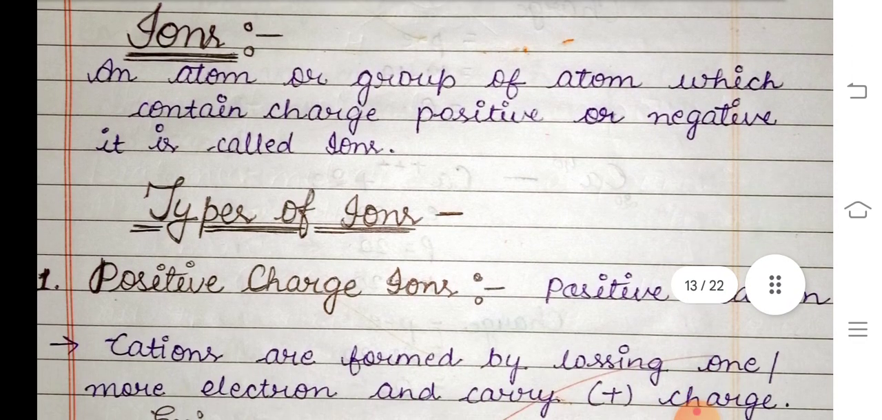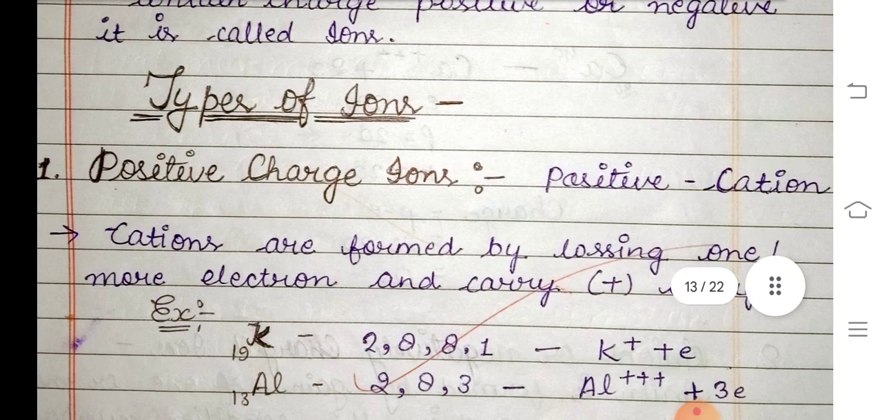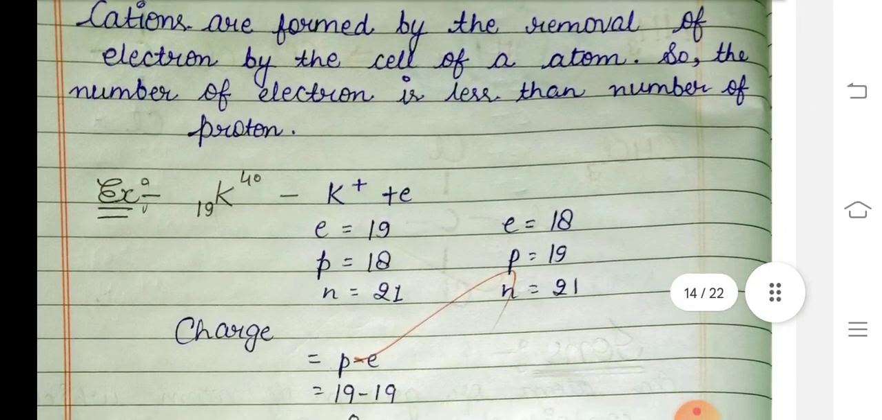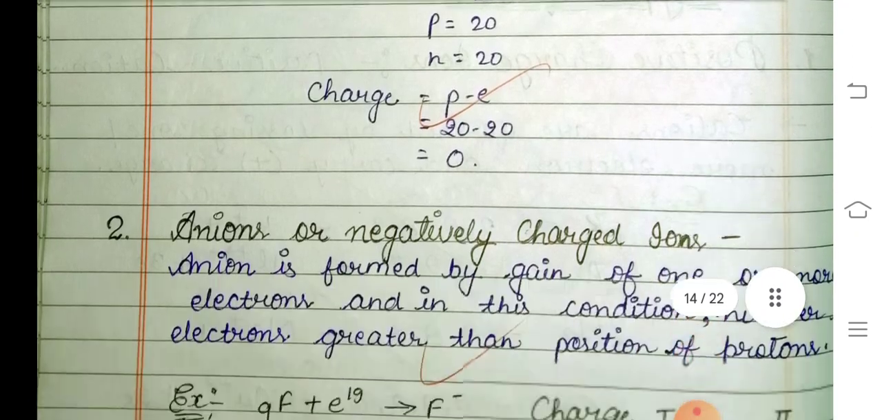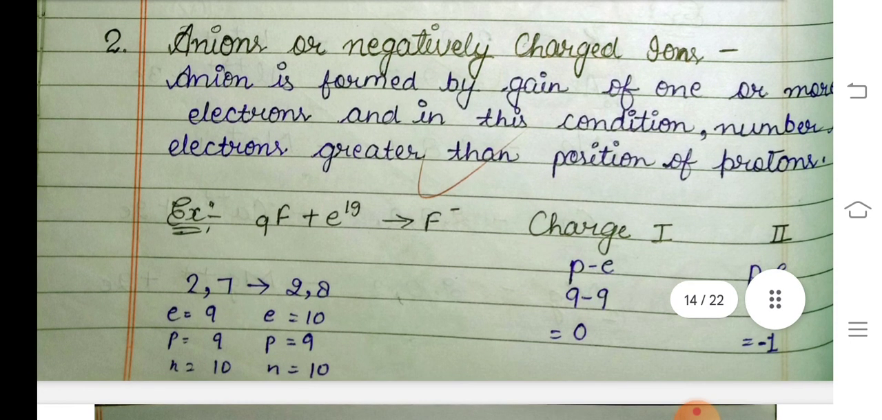Okay, so just see what ions are. Charged particles are called ions. Ions are of two types, positive charge ions and negative charge ions. Positively charged ions are called cations and negatively charged ions are called anions. So see the definitions. An anion is formed by the gain of one or more electrons.